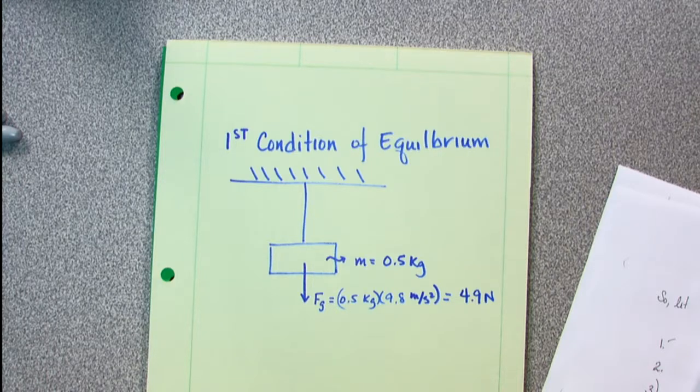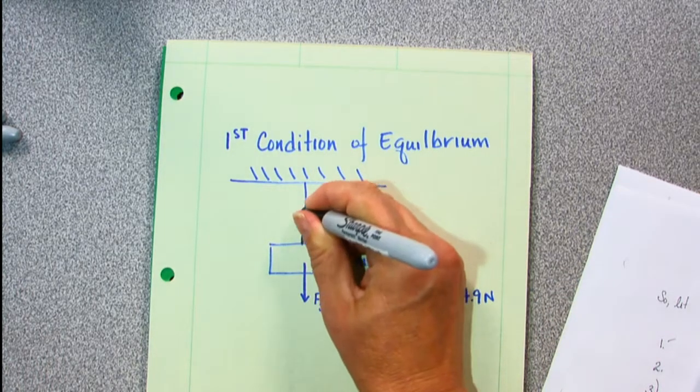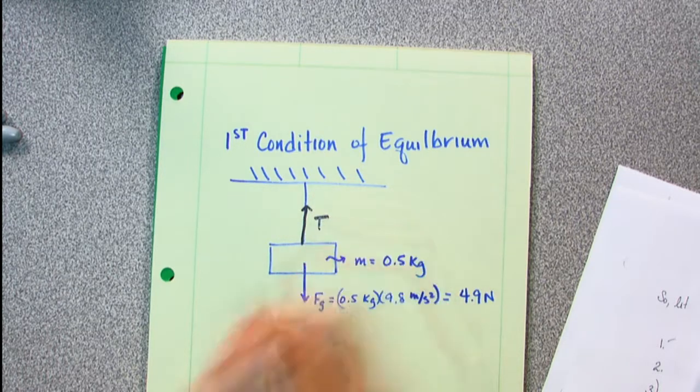There's an opposite force. Okay, we got an opposite force. We're going to actually call that force tension, because it's tension in the wire or tension in the string or tension in the cable. We actually have tension. So we have an opposite force.